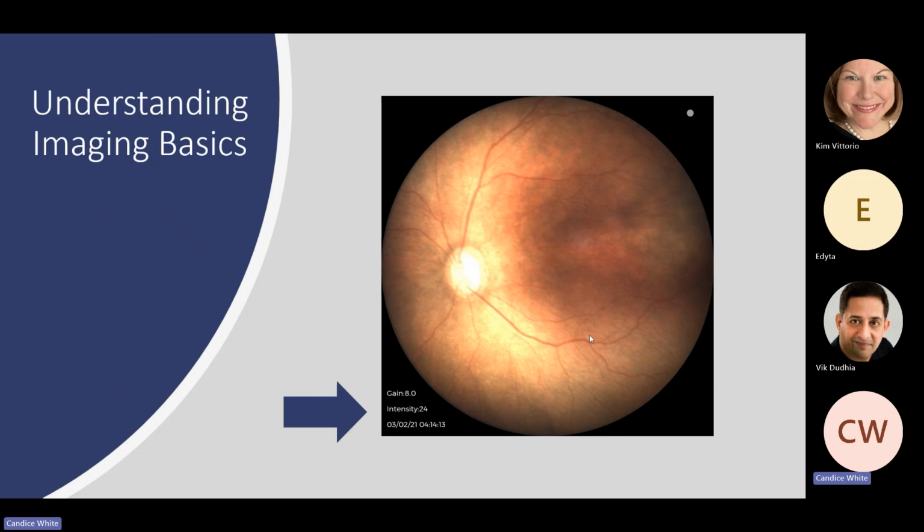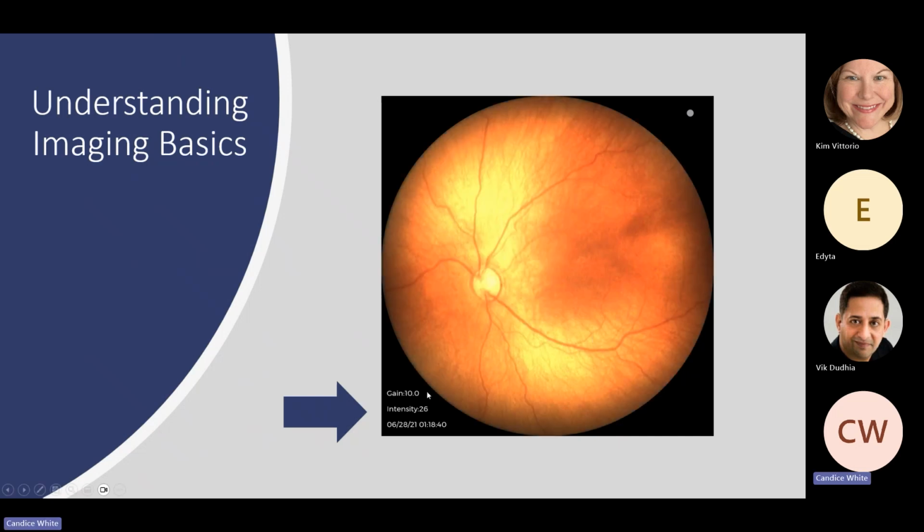I can see that everything is looking smooth, and I know that I can make good decisions on presence or absence of disease at this point. Looking at another example, here the gain we bumped up to 10, and we can see this image getting a little bit brighter, and the intensity is at 26.